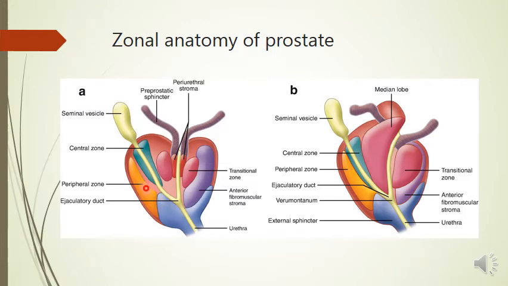The point that you have to remember here is that the zonal anatomy is based on the glandular tissue of the prostate. So it is divided into a peripheral zone, a central zone, and a transition zone. And the percentage is 70% of glandular tissue in the peripheral zone, 25% in the central zone, and 5% in the transitional zone.